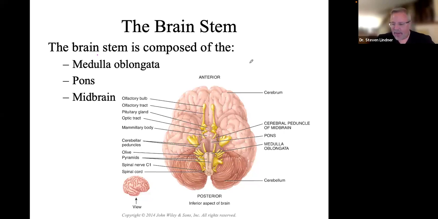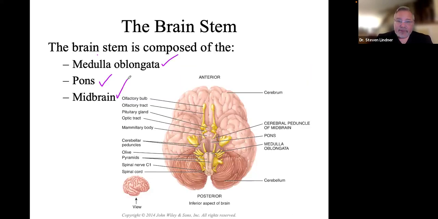Okay, when we talk about the brainstem, we are referring to three parts of the brain. We're talking about the medulla oblongata, which is the most inferior part. As we move a little bit up, we get into the pons. And as we move higher up, we're getting into the midbrain.